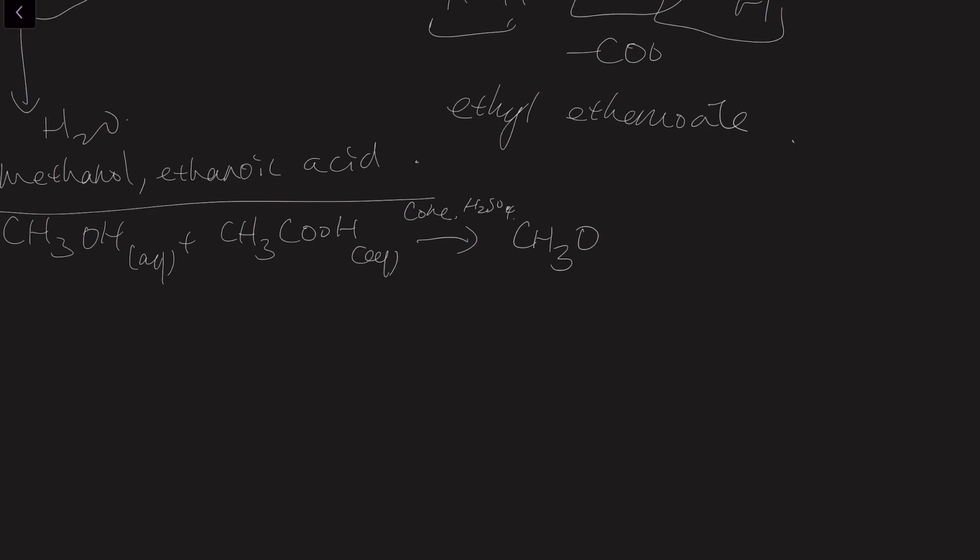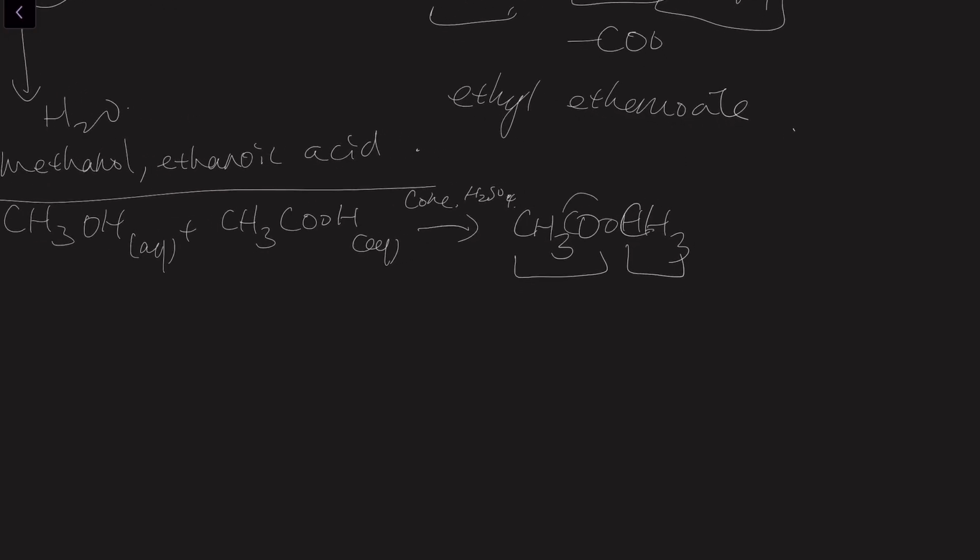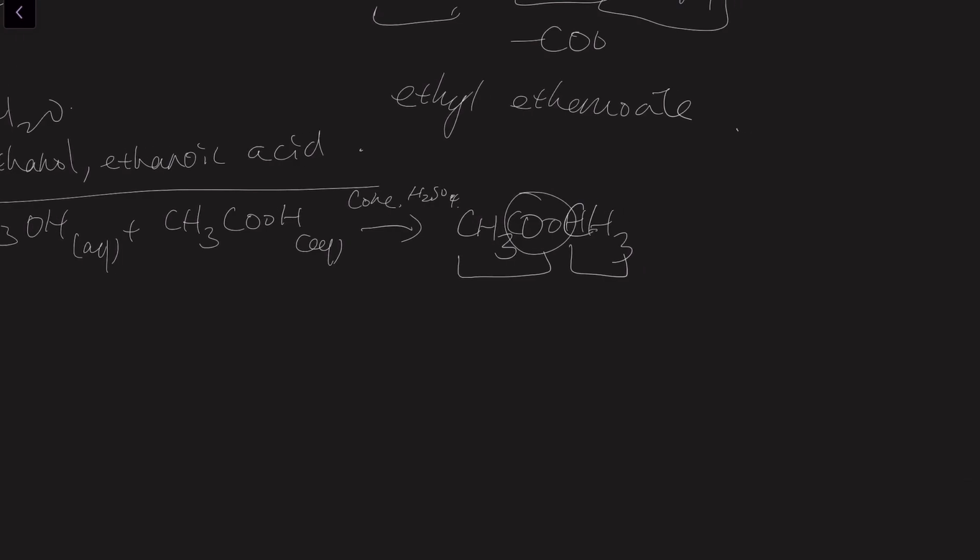We get CH3COOCH3. So this part is the acid part, this part is the alcohol part. And as soon as we see the COO part, we know it's an ester. It is also soluble in water, plus one of the byproducts, which is water.